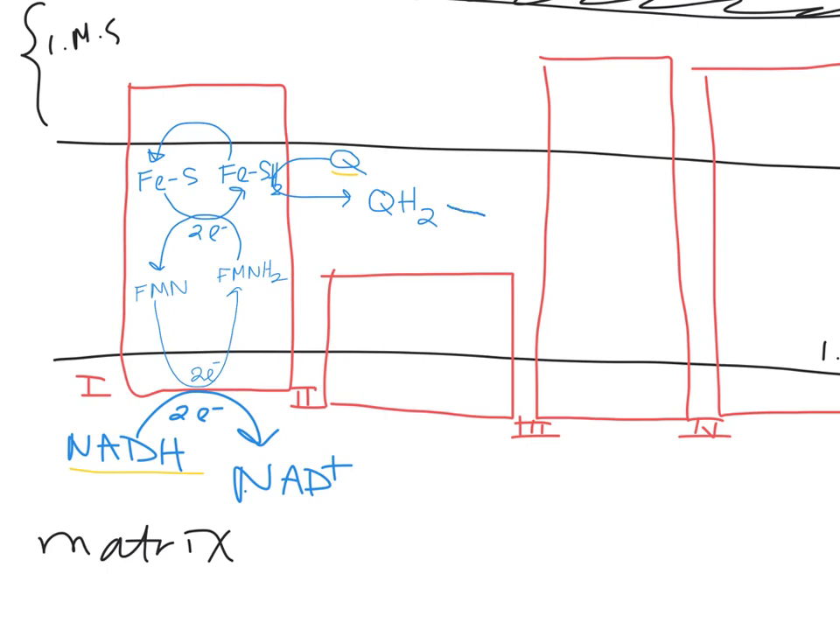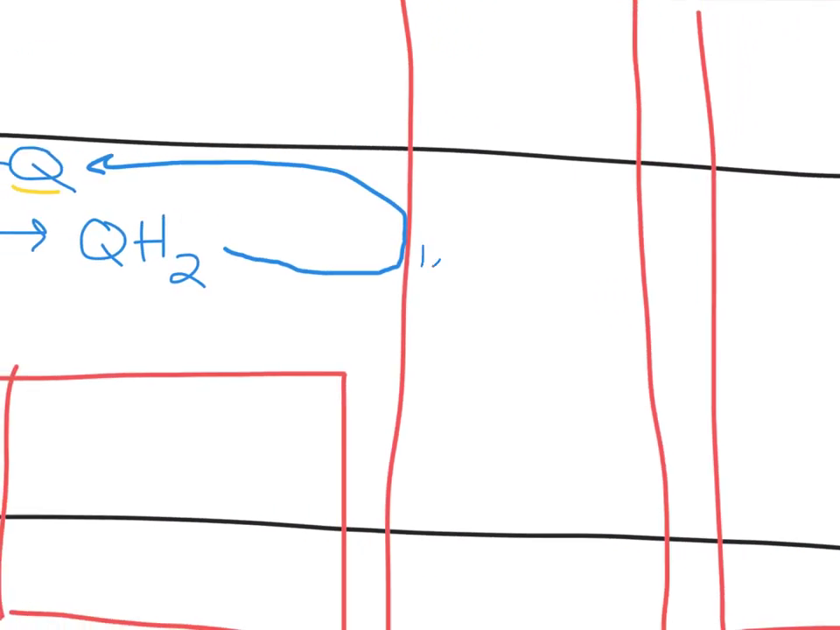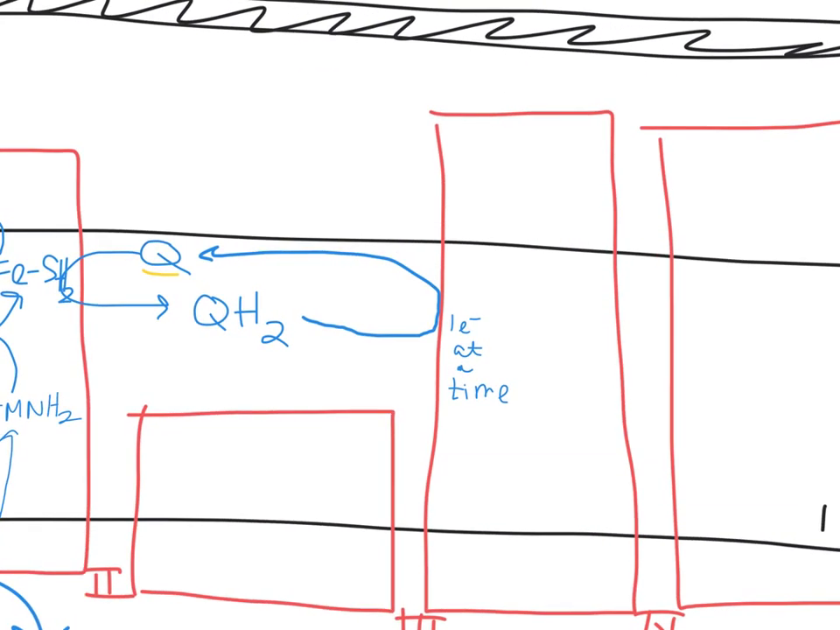Now the QH2 is going to go to complex 3, and it's going to drop off electrons, regenerating Q. Now we're going to drop off electrons 1 electron at a time. It will drop off its 2, but it's only going to do it 1 at a time. And these electrons are going to pass through a series of cytochromes.